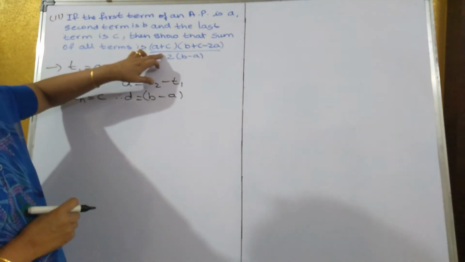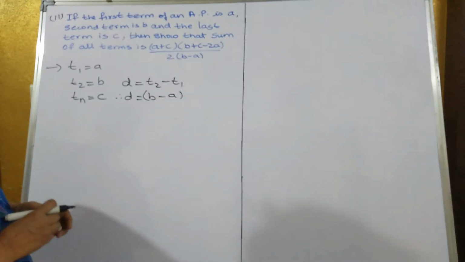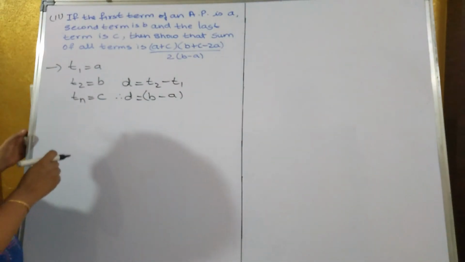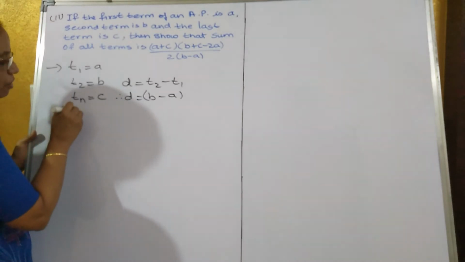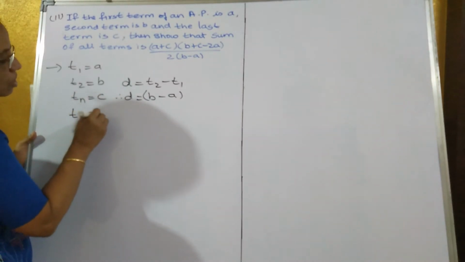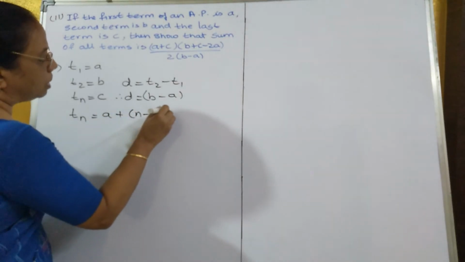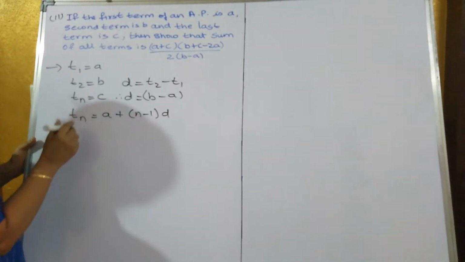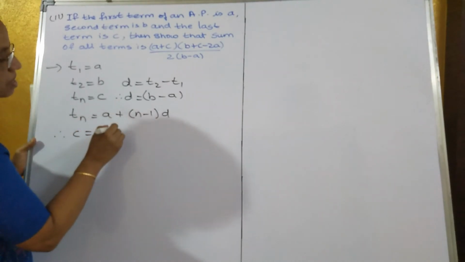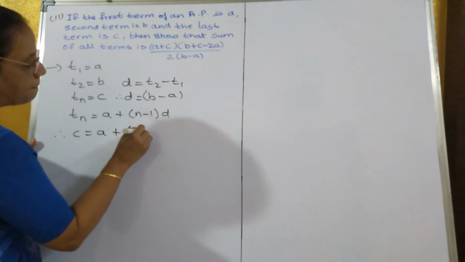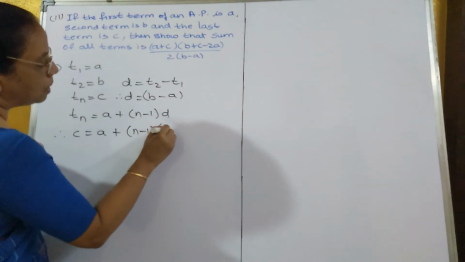We have to prove that the sum of all the terms is A plus C into B plus C minus 2A upon 2 into B minus A. So first, with the help of the Tn formula, we will find out the value of n. Tn is equal to A plus n minus 1 into d. What is Tn? C. So C is equal to A, the first term, plus n minus 1 into d, and d is B minus A.